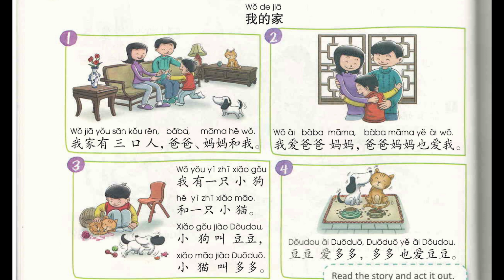Look at the third picture. 我有一只小狗。Here, 一只 means one. 只 here is a measure word which is used for animals. 小狗 means small dog. 小 means small, 狗 means dog. That means I have one small dog.